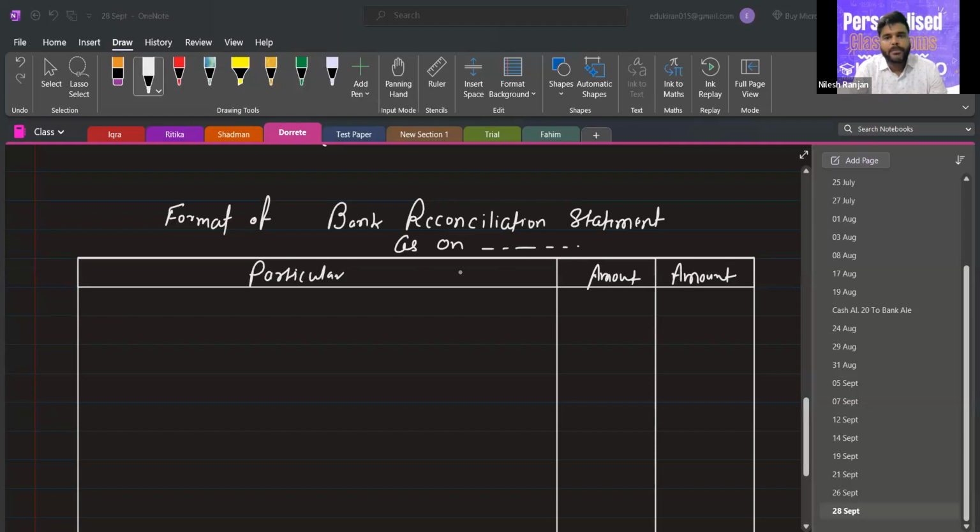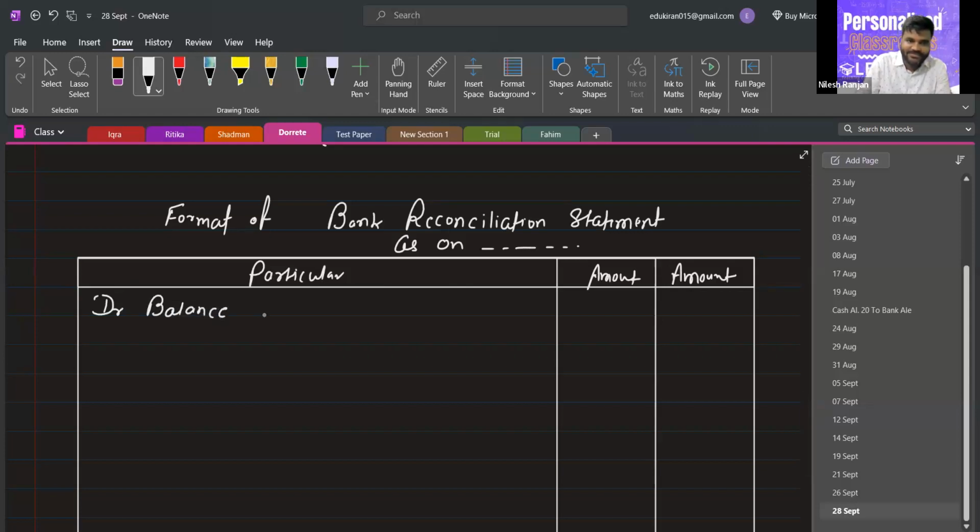Yes, sir. Teacher taught me, sir, but I did not listen to it. Why? Sir, because she goes so fast. Okay. And you understand here? Yes, sir. Okay. So debit balance as per cash book.